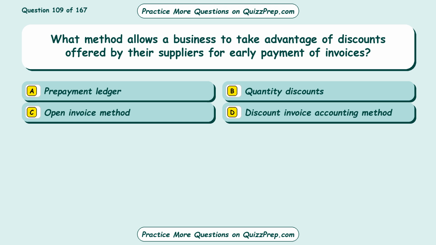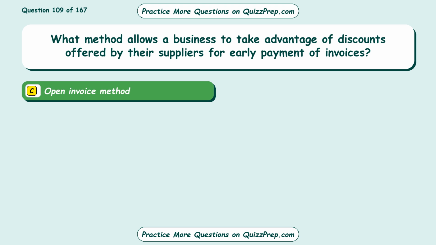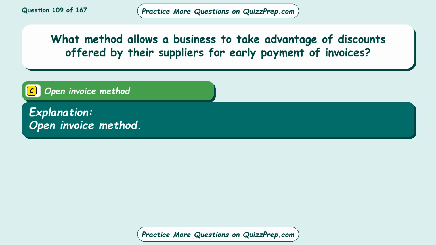payment of invoices? Option A, prepayment ledger. Option B, quantity discounts. Option C, open invoice method. Option D, discount invoice accounting method. The correct answer is Option C, open invoice method. Question 110.